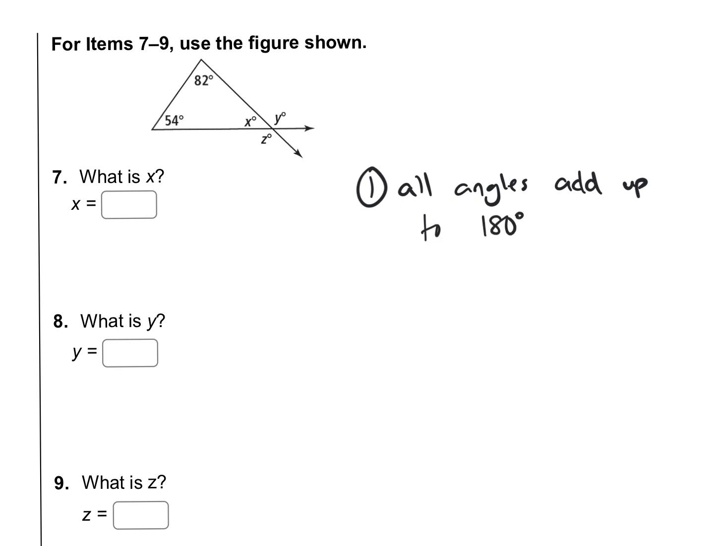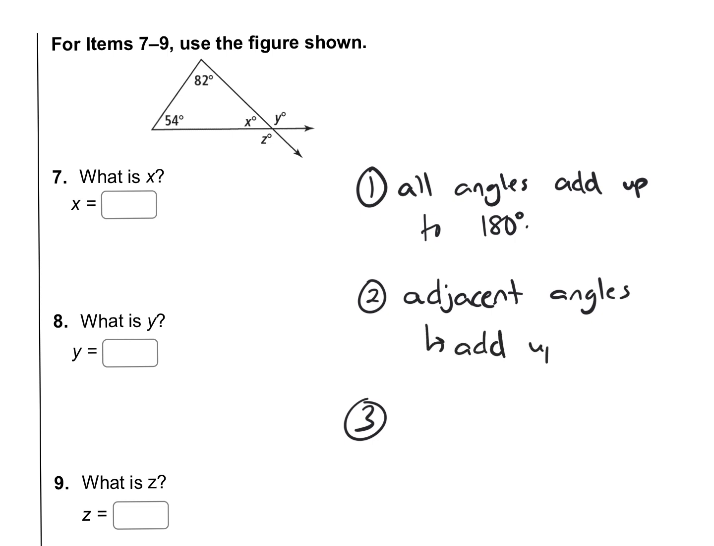What was another one? There's 2 more. There are 2 angle pair relationships. Adjacent. Yep. What do we know about adjacent angles? Yep. Add up to 180. And then what's the other relationship? Vertical. There we go. Vertical angles. What do we know about those? They're the same, or they're equal or congruent.